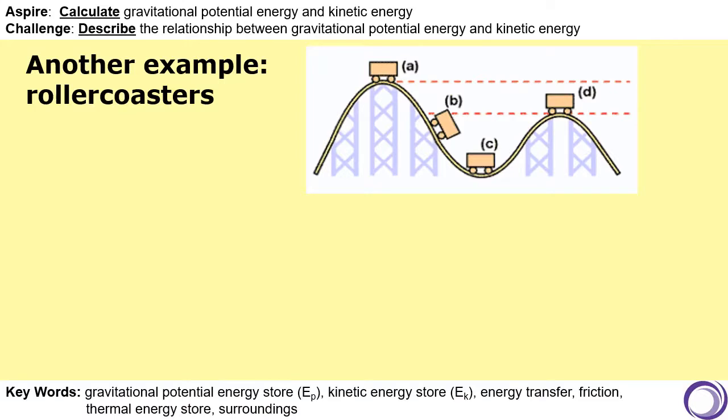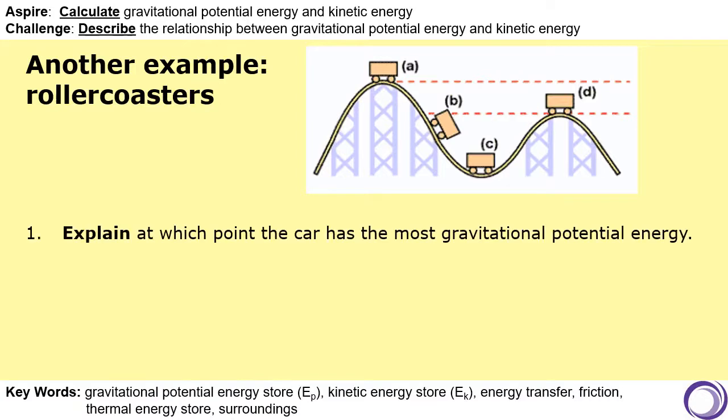Okay, so think about what we've learned so far about the pendulum, and I'd like you to try and apply those ideas to the roller coaster situation. And I'm going to give you 4 questions to have a go at. Number 1, explain at which point the car has the most gravitational potential energy. Now notice the command word explain, so that means you have to say why that happens. So you might want to use the connective because.